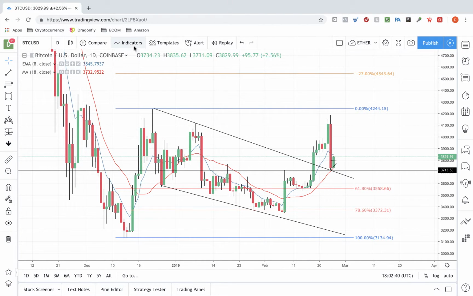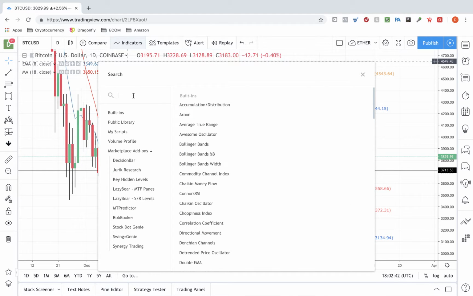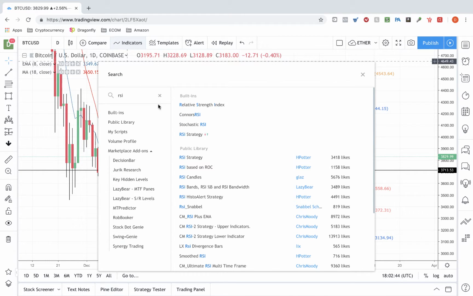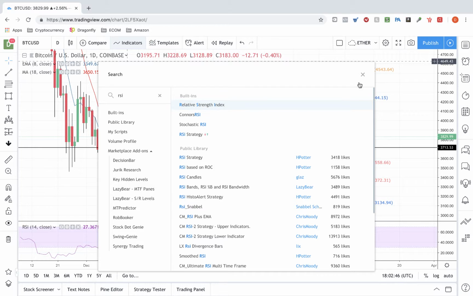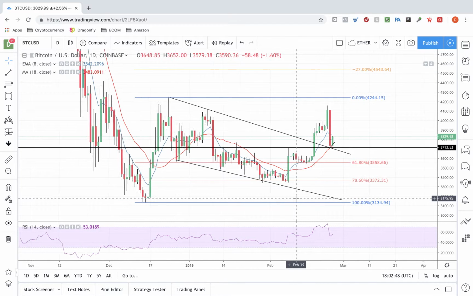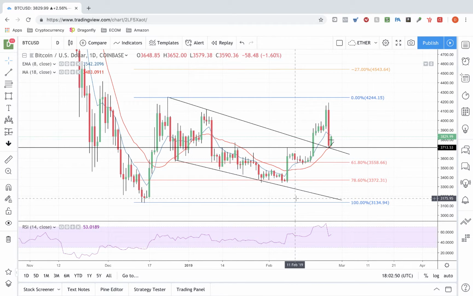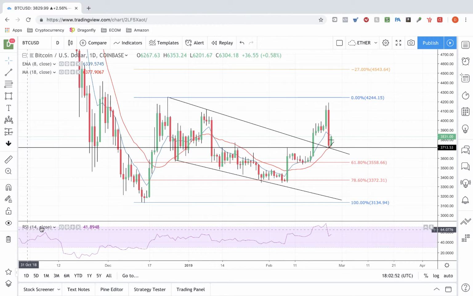So first, you want to go to indicators. You want to just type in RSI. You see Relative Strength Index right there. It pops up on the bottom. Okay, many people do this differently. You're going to leave it set up just the way it is.